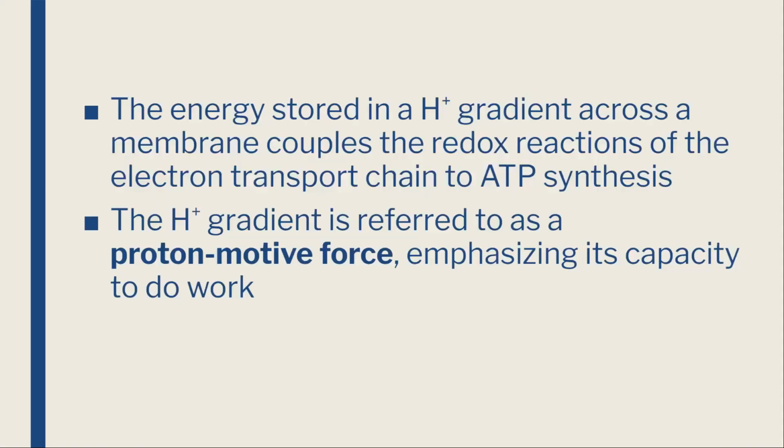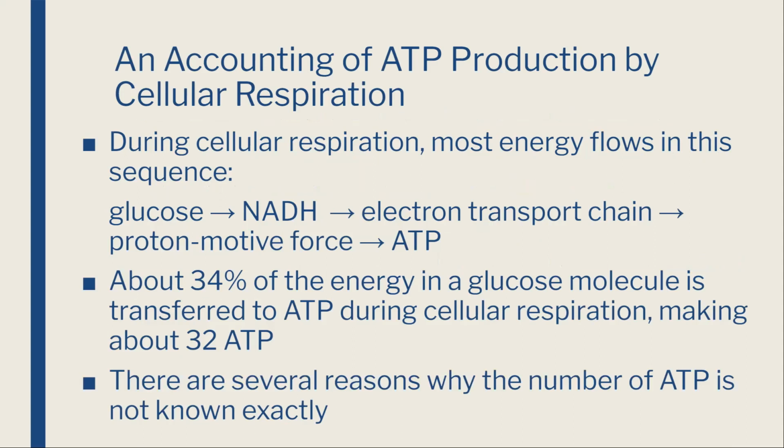Okay. So the hydrogen ion gradient is referred to as a proton motive force, which is emphasizing the capacity to do work. If we look at what exactly is happening in cellular respiration, the energy is going from the glucose to the NADH to the electron transport chain, and through proton motive force, it generates ATP. So it's making that ATP, the energy is going to that ATP. The ATP can then be used for cellular work.